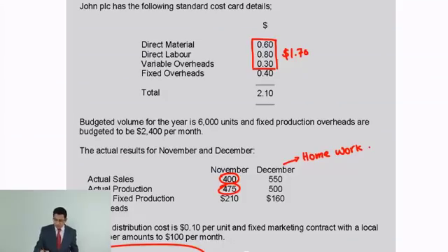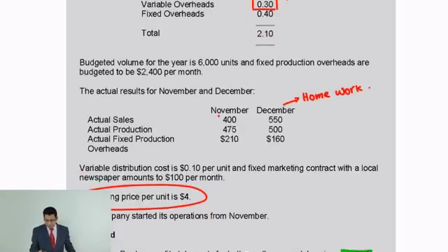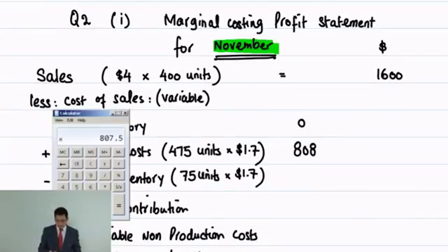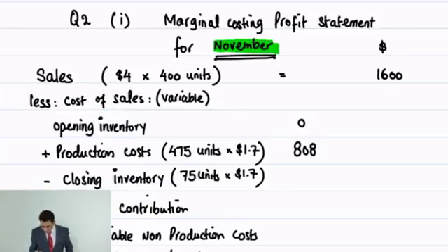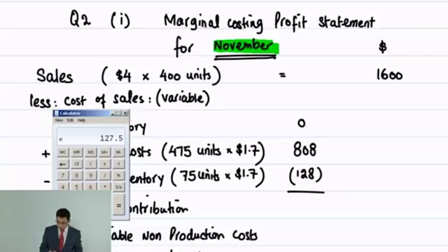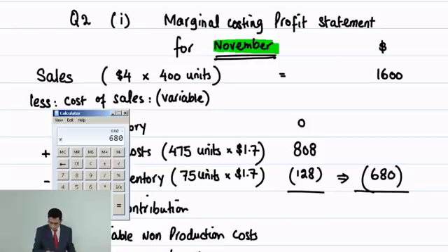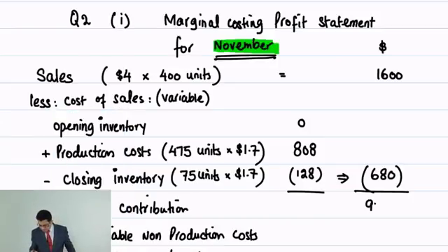Here is the closing inventory. Well, if they produced 475 and sold only 400, that means 75 is the closing inventory, times 1.7, and that gives us 127.5 or 128, and we end up with variable cost of sales. So 808 minus 128 is 680. That's the subtotal. And then sales less variable cost of sales equals the gross contribution, which is 920.